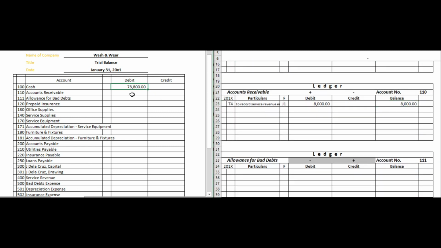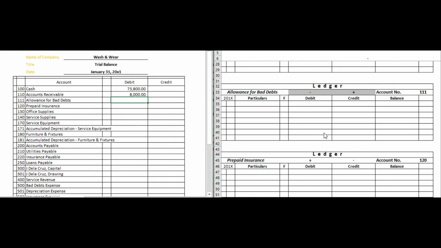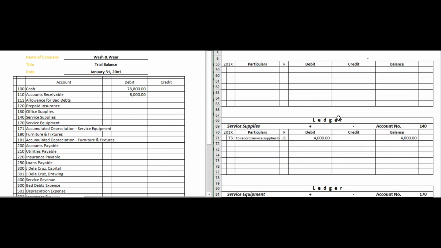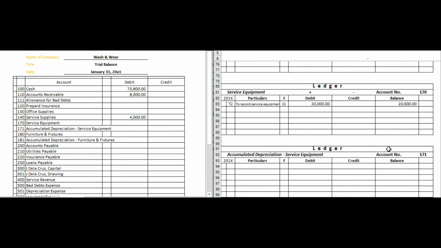Next, accounts receivable, 8,000. Record natin dito. Kunin natin yung balance. So, allowance for bad debt, 0. Ayan, yun na, wag nyo na isulat. Pero pag masipag kayo, sulat nyo. Pero not necessary sulat nyo. Okay? Next, we have the service supplies, 4,000. Next, we have the service equipment, 20,000.